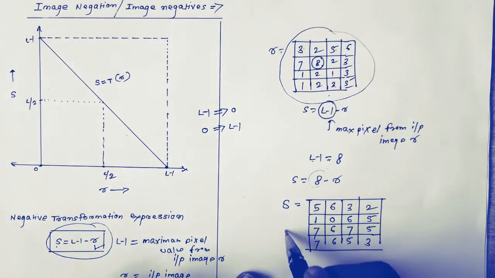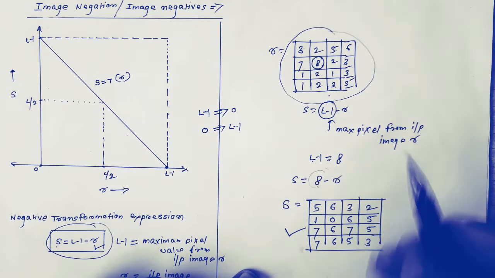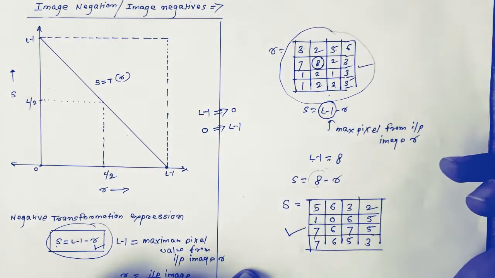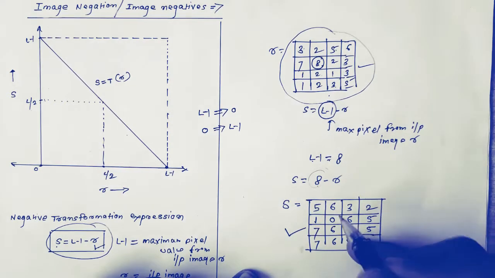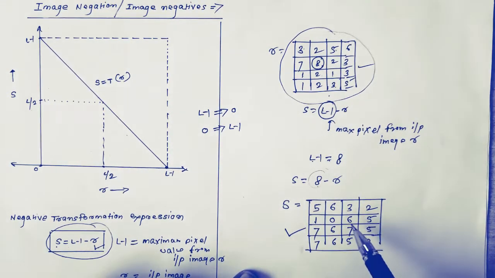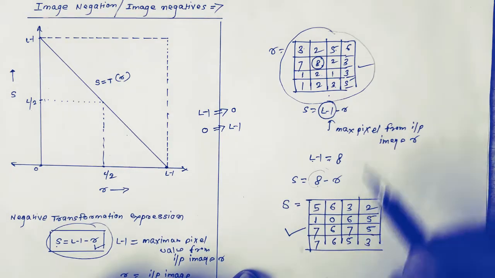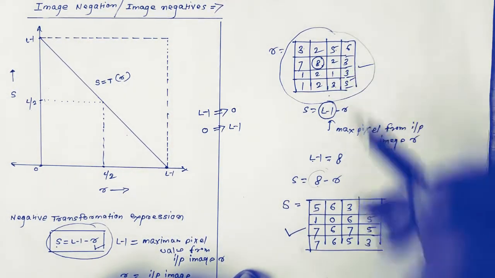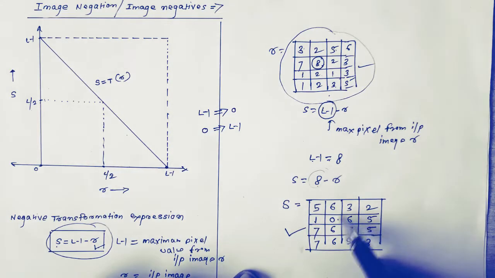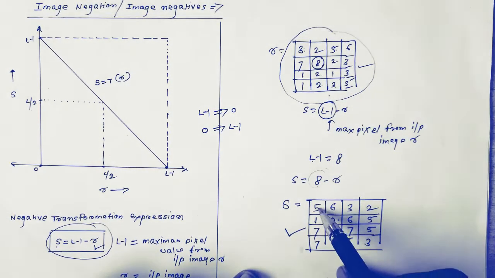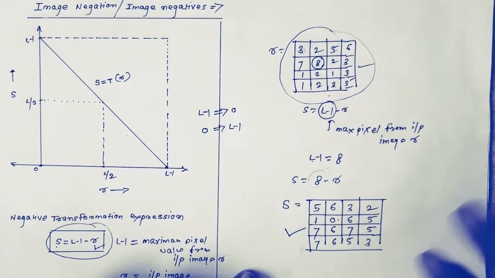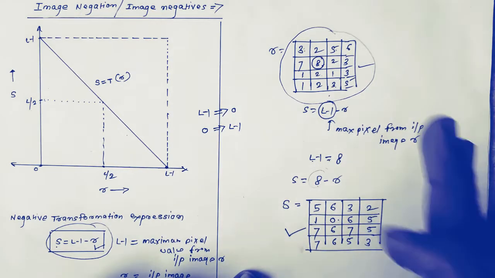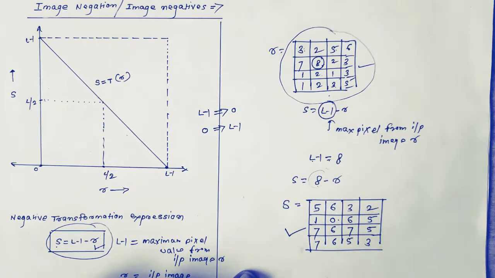So this is my output image, the output negative image for this equivalent image. In this case, we have simply inverted all input pixel values. Means 8 is converted to 0, 3 is converted to 5. Means we have applied the inversion method for forming a negative image.